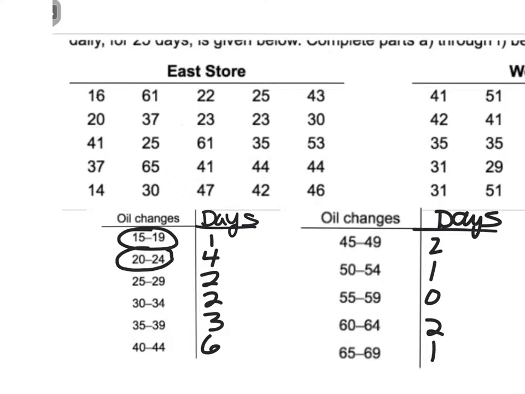Okay, so I've gone through, I have finished filling out the frequency distribution here. The only thing I want to point out to you is that notice here, I didn't have any numbers in the East store that fell within the interval of 55 to 59. So you do have to put a 0 there. You don't just leave it blank. You do write a 0 because that particular interval did not pop up, right?